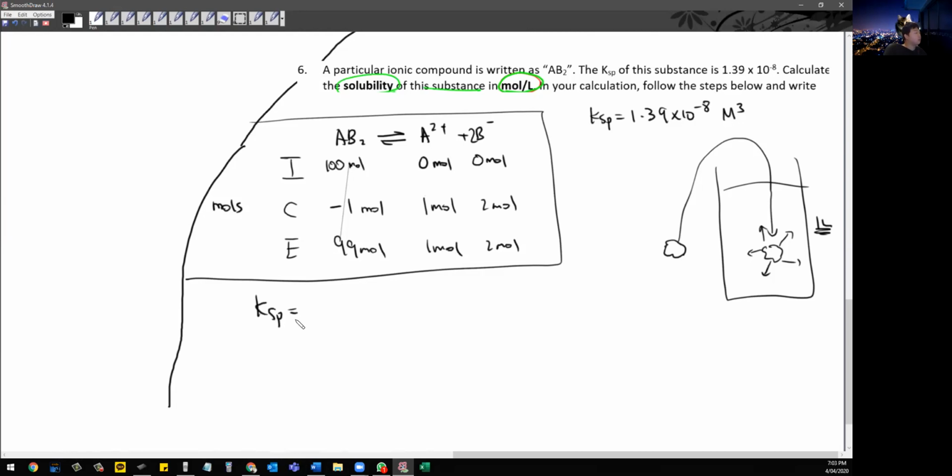1 times 2 to the power of 2. That's right. It'll be 1 times 2 to the power of 2, which is equal to 4, isn't it? That'll be your Ksp.